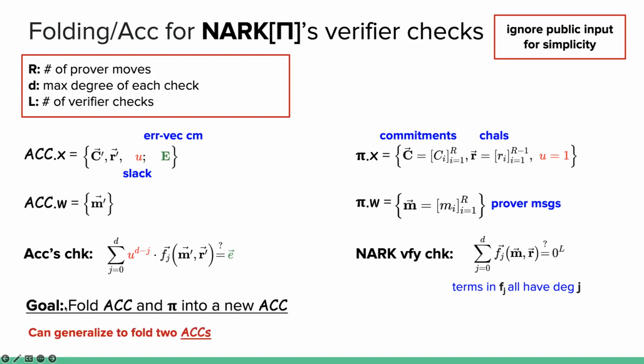Now our goal is to fold. Suppose we already have an accumulator, and every time a new NARK proof comes in, we want to fold this NARK proof into the accumulator to become an updated accumulator. And as long as the new accumulator is satisfiable, the original two, the accumulator and the NARK proof, are also satisfiable.